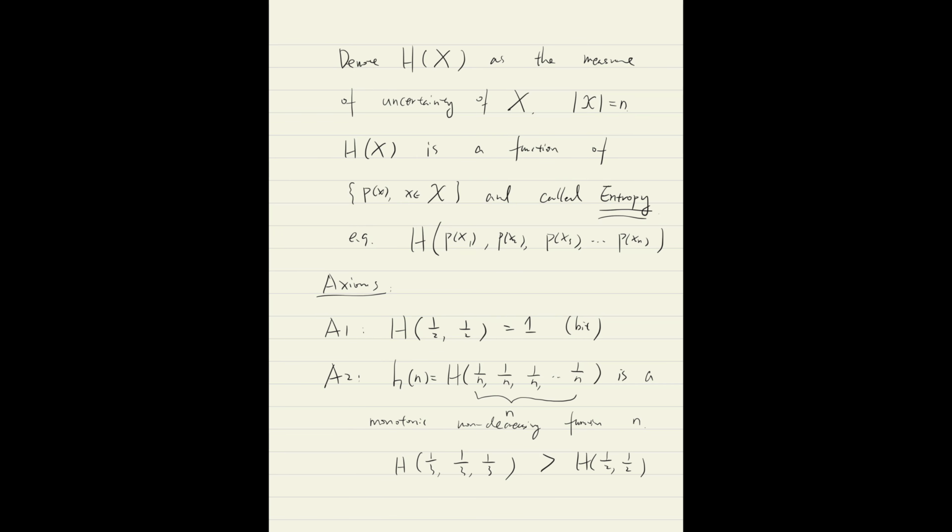In addition, as we mentioned before, we consider h of x. If we read it this way, h of capital X, it means h is a function of x. But more implicitly, h of x is a function of the probability mass function of x. Therefore, we can also write h as a function of all the probabilities: h of x is a function of the PMF, p of x for x in this set X. And h is called entropy.